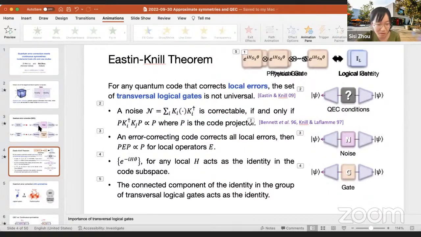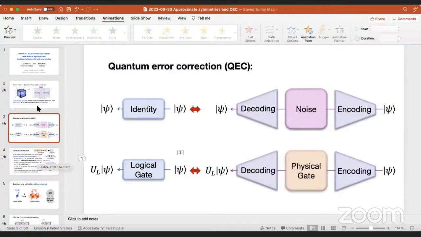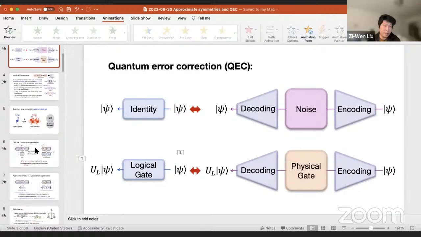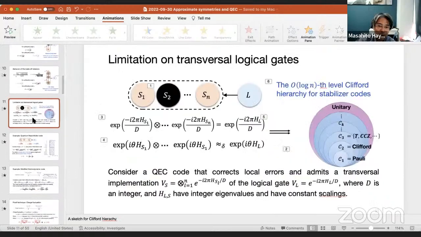I didn't exactly get the question. Can you repeat it again? Yeah. You showed somehow a hierarchy of quantum operations. I cannot remember where it is. Clifford hierarchy, page 11. Hierarchy, yes. So I could not understand why you consider that hierarchy, and I could not understand the role of that hierarchy in that context.